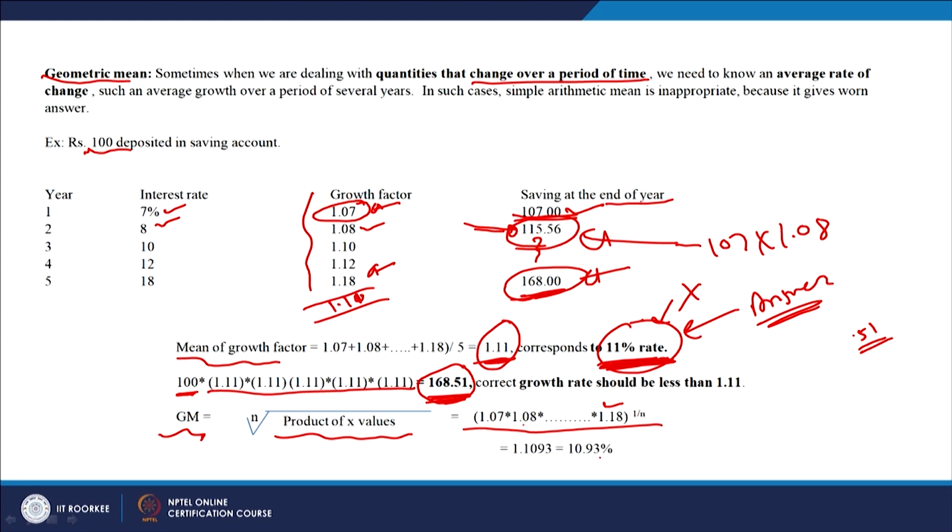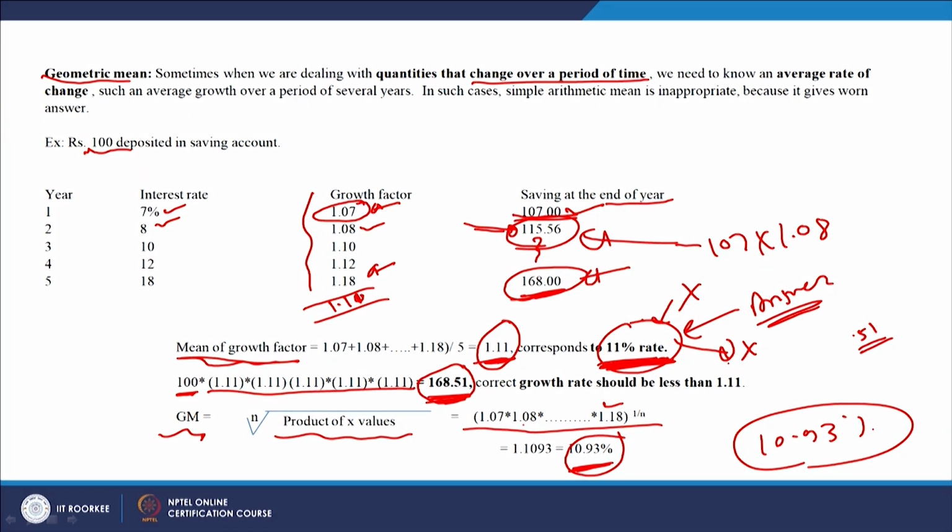So, this becomes 10.93. So, the interest rate is 10.93, it is not 11%. So, if you use the arithmetic method for calculating the interest rate, it would be a wrong answer, right. So, the correct answer is 10.93 is the interest rate. The other answer is a wrong answer. Okay. So, let us move on to the next slide.